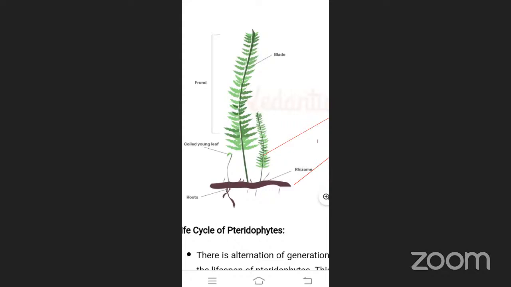After fertilization, there is chemotaxis, the attraction, and the medium is water only. With the help of the water, the antherozoids swim and fuse with the egg to form the diploid zygote.